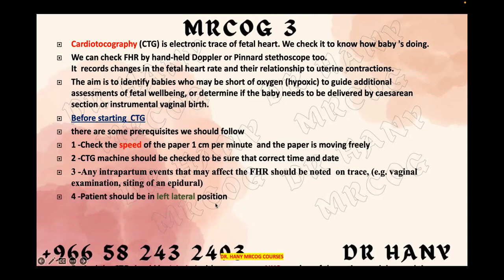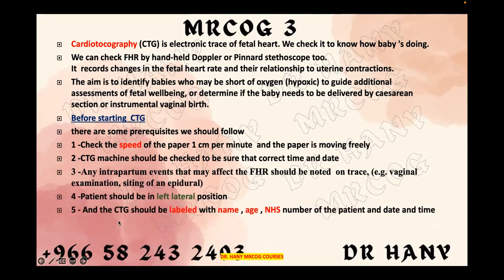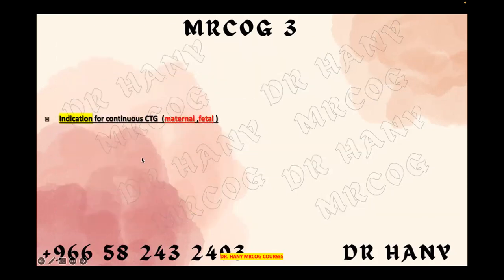An arrow from down, and you will write that the PV was done or the left lateral position was done. The patient should be in the left lateral position, and the CTG should be labeled with the patient's name, age, and HS number. All these are star points in safety. These are very important points in safety. Can you repeat? And you did this.